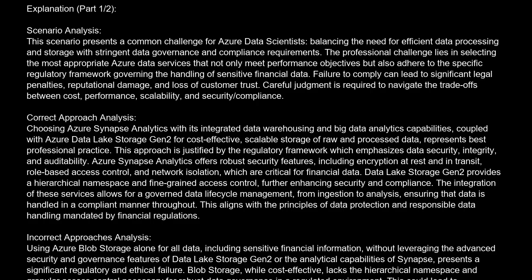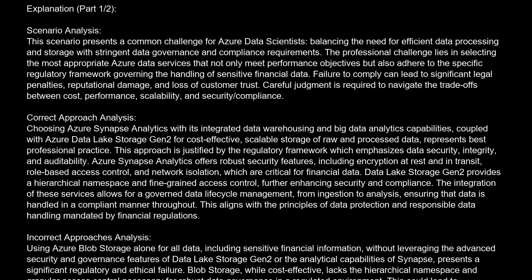Azure Synapse Analytics offers robust security features, including encryption at rest and in transit, role-based access control, and network isolation, which are critical for financial data. Data Lake Storage Gen 2 provides a hierarchical namespace and fine-grained access control, further enhancing security and compliance. The integration of these services allows for a governed data lifecycle management, from ingestion to analysis, ensuring that data is handled in a compliant manner throughout. This aligns with the principles of data protection and responsible data handling mandated by financial regulations.